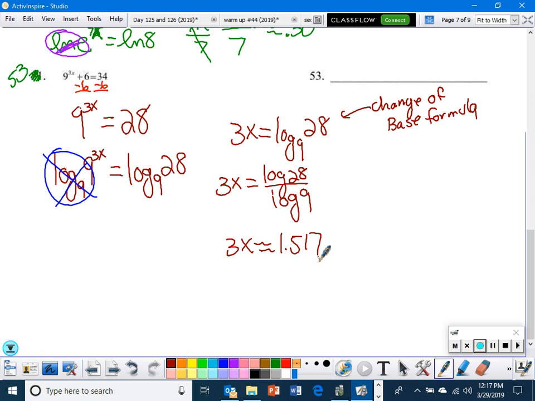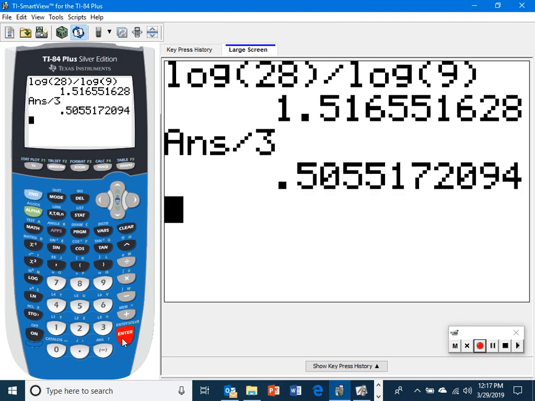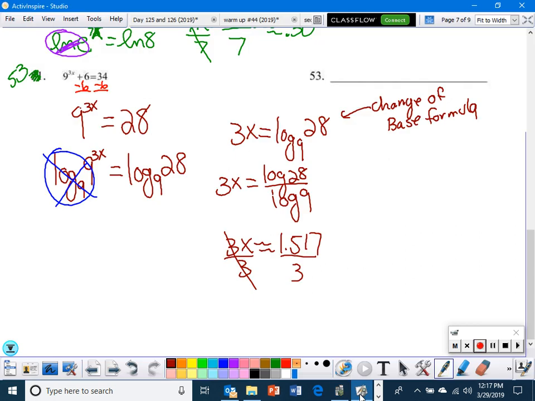Then we're going to divide that by 3. Type that into the calculator, and we should get approximately 0.51. Re-watch them and think through them very carefully.